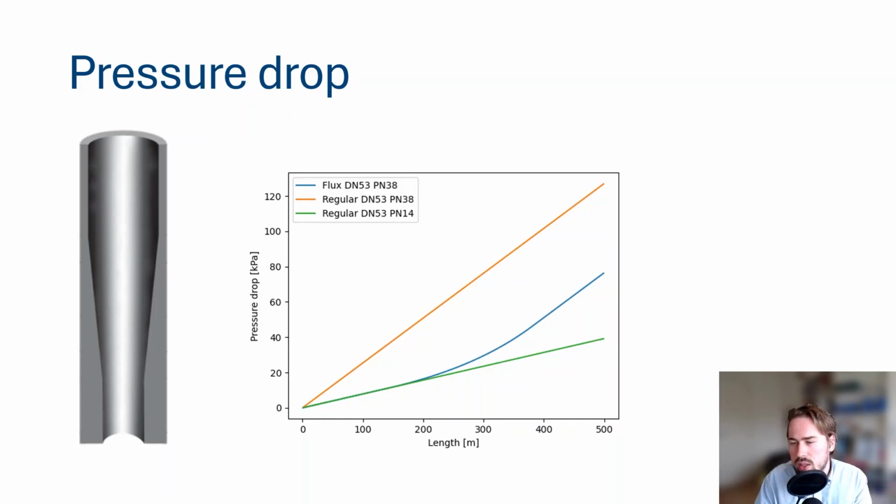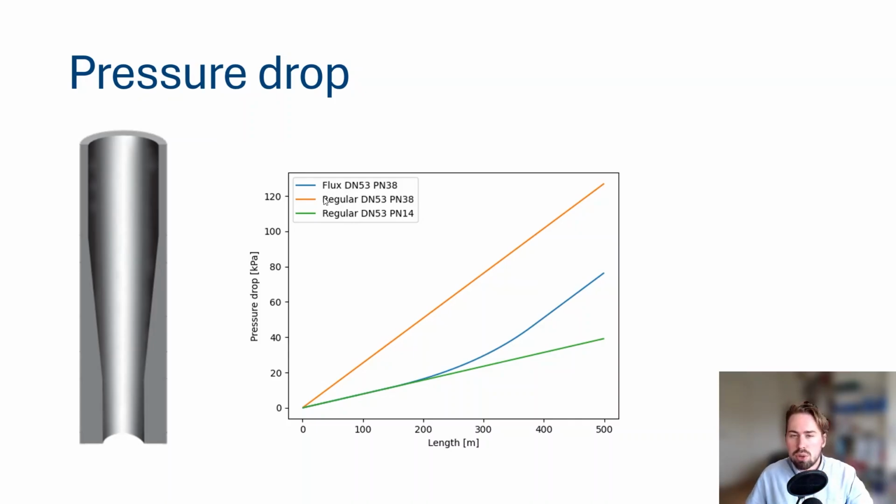And these lines are basically the range in which the pressure drop can be. The green line would be the most ideal, but of course we cannot withstand the pressure then at deeper depths. And the pressure drop for having a regular PN38 is of course the highest due to the fact that we have a smaller cross-section, higher flow rates, higher pressure drop.